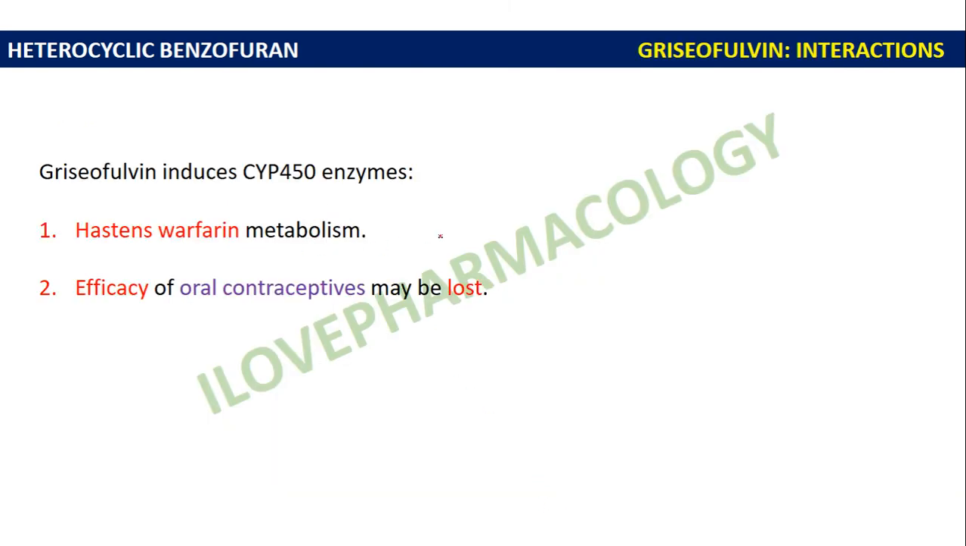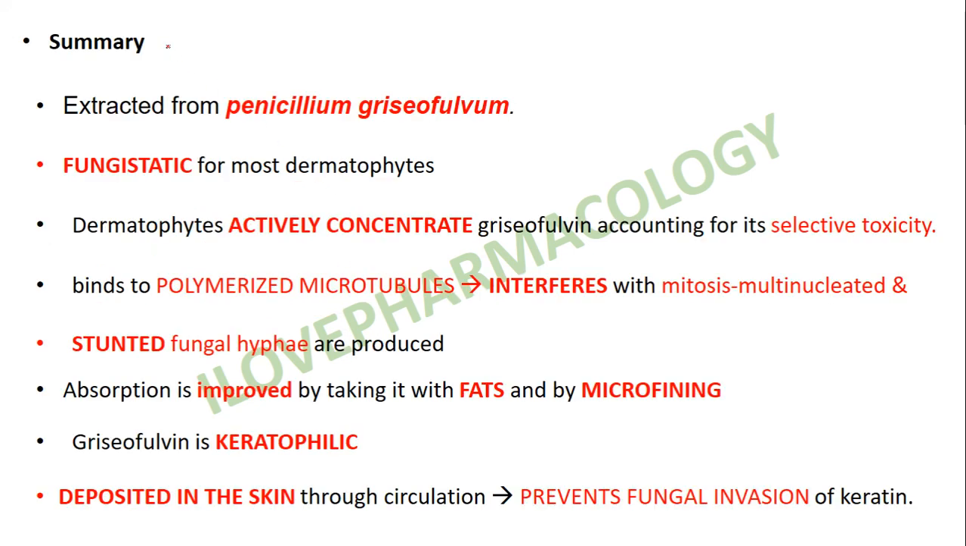Coming to the drug interactions associated with griseofulvin. Griseofulvin induces the cytochrome P450 enzyme, thereby increasing warfarin metabolism and decreasing anticoagulant effectiveness. Also, the efficacy of oral contraceptive pills will be lost because of their increased metabolism. Now coming to the summary of griseofulvin.